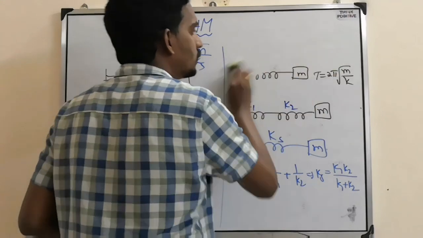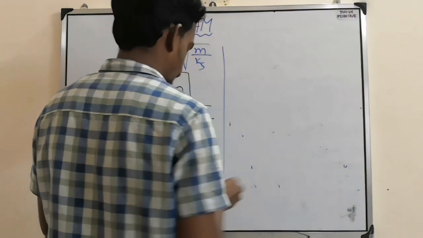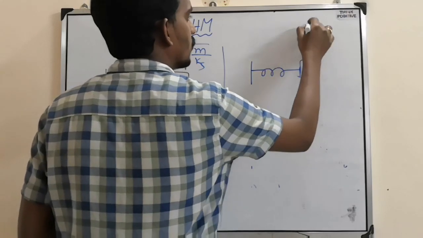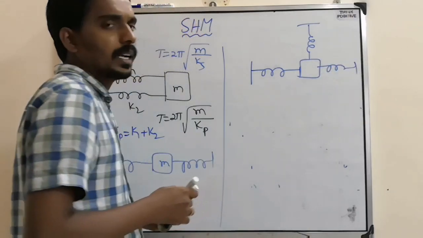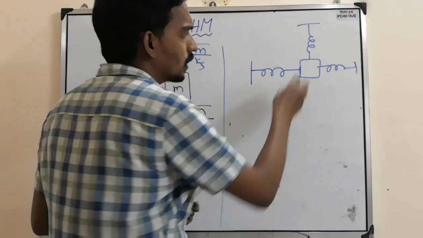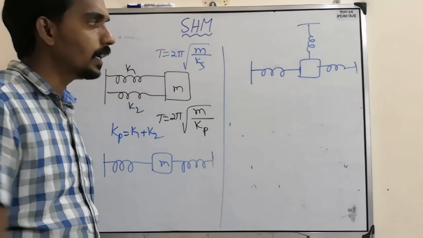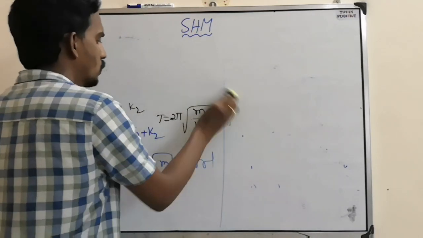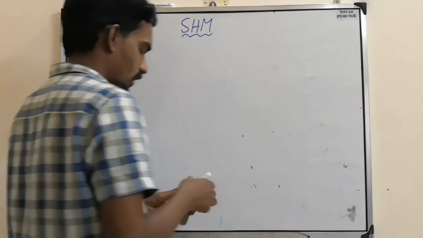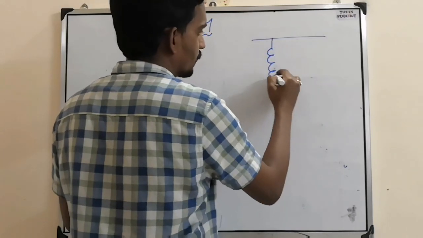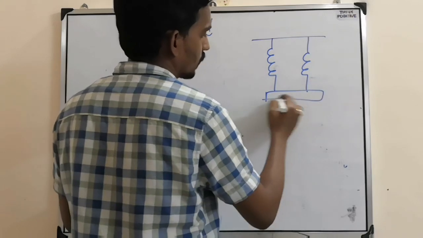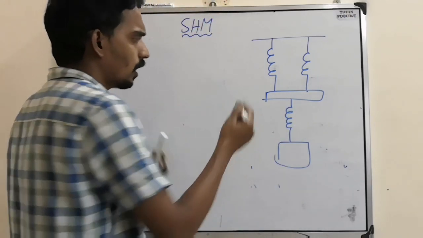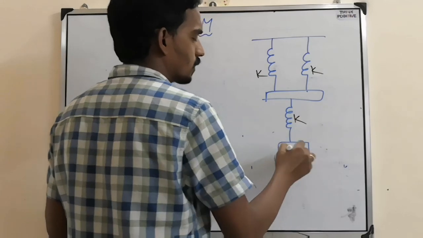Not only this one, suppose they have given like this. Now also they are in parallel connection only, because all three are connected in an independent manner. Like that, a few simple questions they will give. So one example I will tell you, suppose like this. All are having K, K, K. This is the mass m.